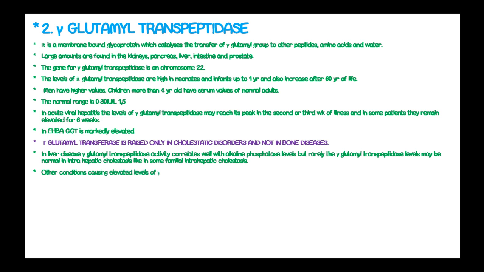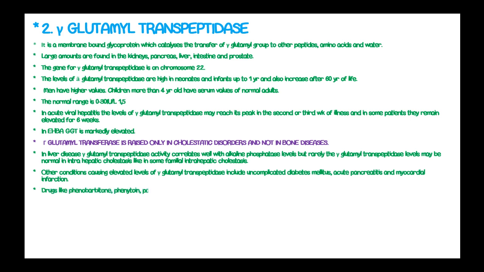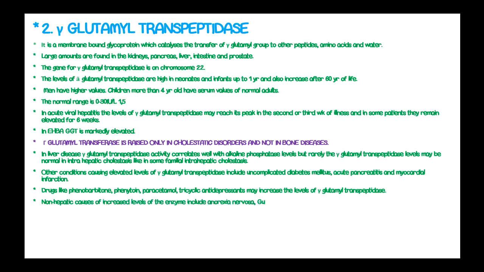Other conditions causing elevated levels of GGT include uncomplicated diabetes mellitus, acute pancreatitis or myocardial infarction, and drugs such as phenobarbital, phenytoin, and paracetamol may increase levels of gamma-glutamyl transpeptidase. Non-hepatic causes include anorexia nervosa, Guillain-Barré syndrome, hyperthyroidism, and obesity.